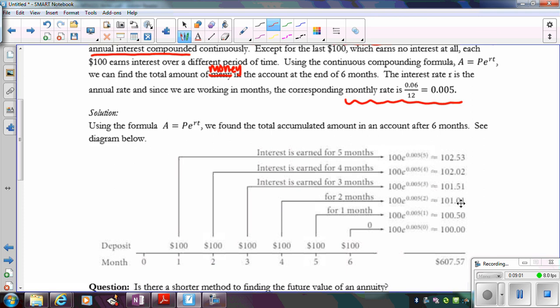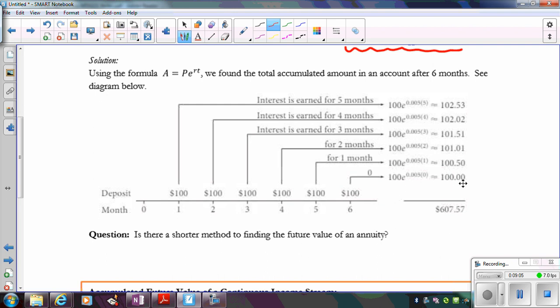And then you basically just continue this process. If you look at each of the individual deposits for the 6 months, you add them up. You're looking at each of those deposits as: here's the one-time lump sum, and here's how many months it's going to earn interest. That's how we're using that PERT formula. You add those up, and this represents the total amount.